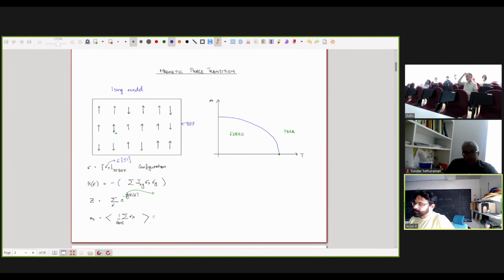And the Hamiltonian, or the energy of a spin configuration, is written as the sum over all nearest neighbors x and y in the box of J_xy sigma_x sigma_y, and these J_xy are positive coupling constants, usually taken to be 1 or random, all Gaussian.